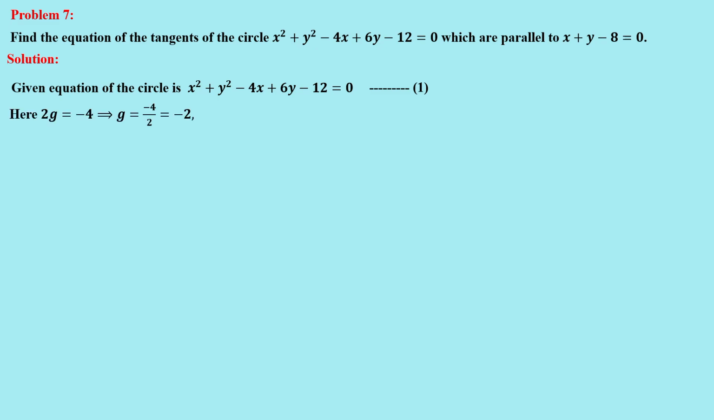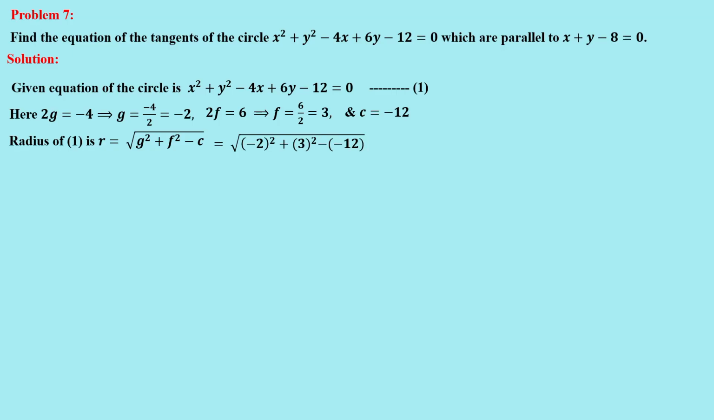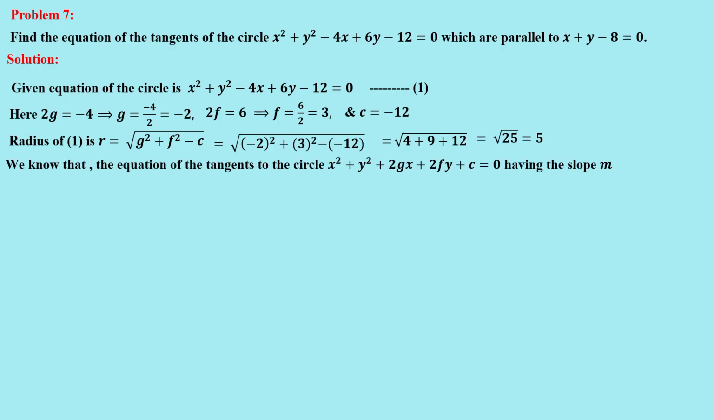So here 2g is equal to minus 4, g is equal to minus 2. 2f is equal to 6, f is equal to 3, and c is equal to minus 12. Then the radius of the given circle is r equal to root of g square plus f square minus c, that is equal to root of (minus 2) square plus 3 square minus (minus 12). So you will get root of 4 plus 9 plus 12, that is equal to root 25, that is equal to 5.